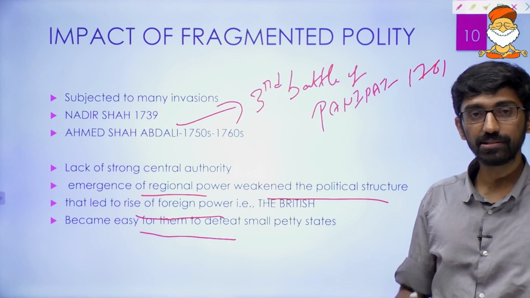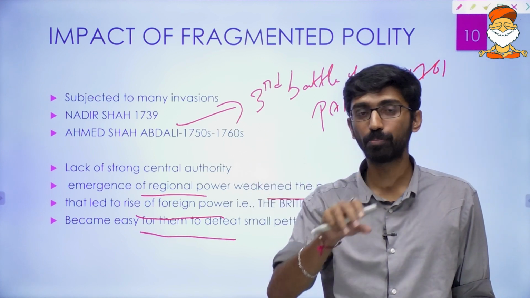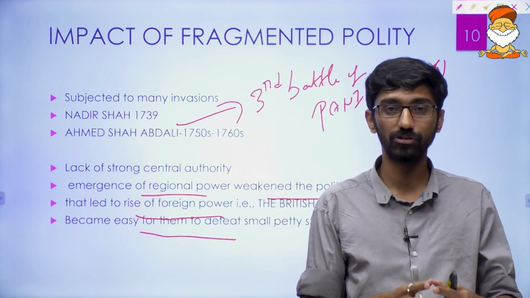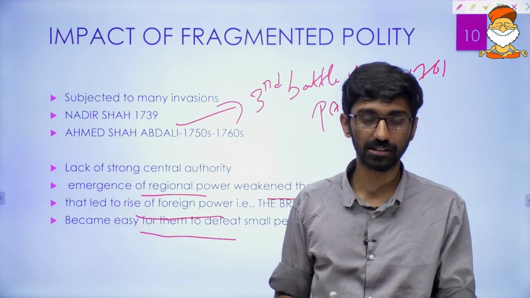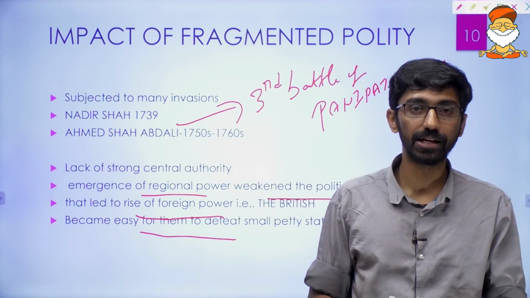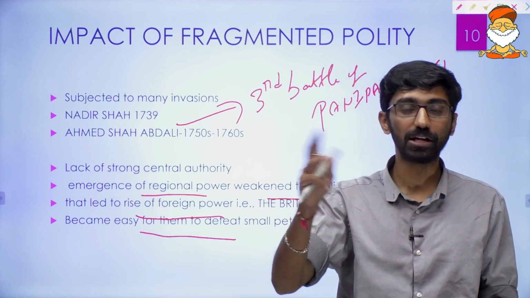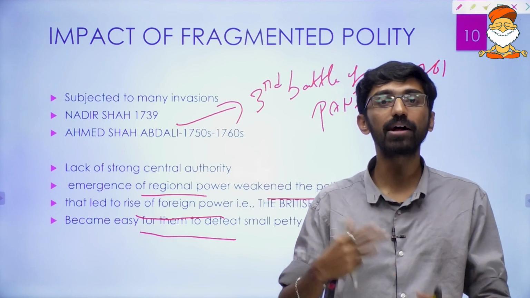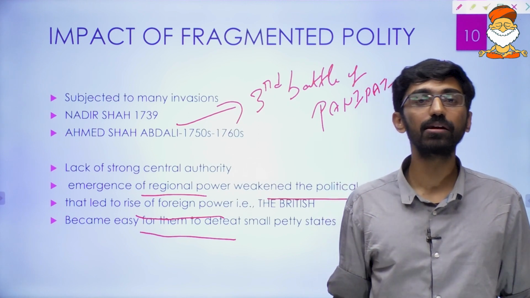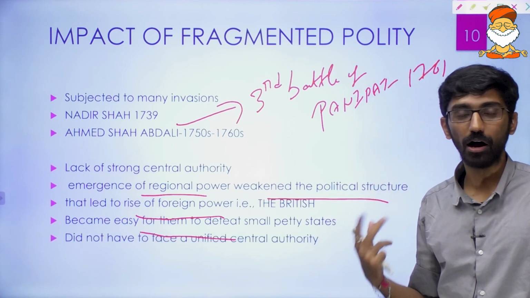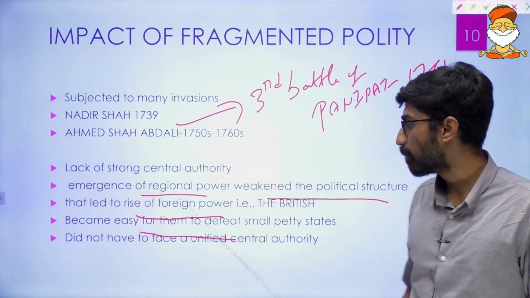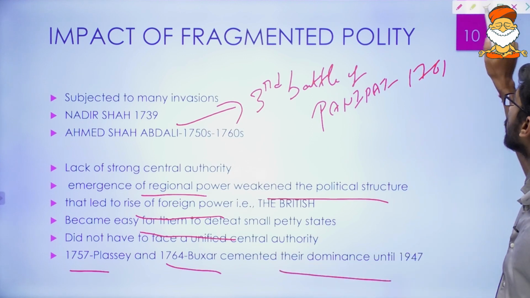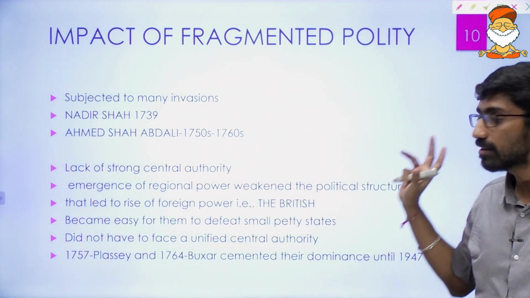Now it became easy for Britishers to deal with these petty states. And these petty states, that is the regional centers, did not have very good cooperation. They lacked the sense of nationalism. They did not have any kind of unity. And there were a lot of conflicts between these states and within these states also. Those conflicts were utilized by Britishers for their imperial schemes. Ultimately, two battles played an important role, the Battle of Plassey in 1757 and the Battle of Buxar, which cemented the dominance of Britishers until 1947.